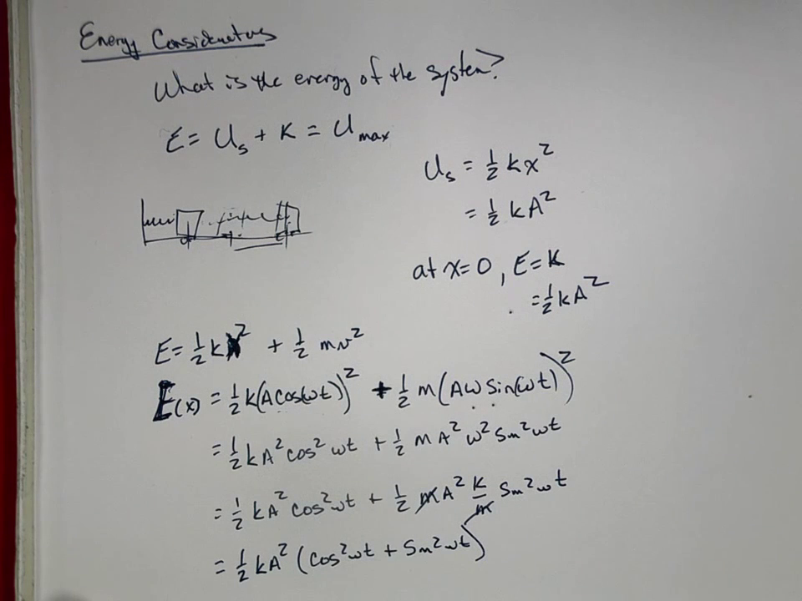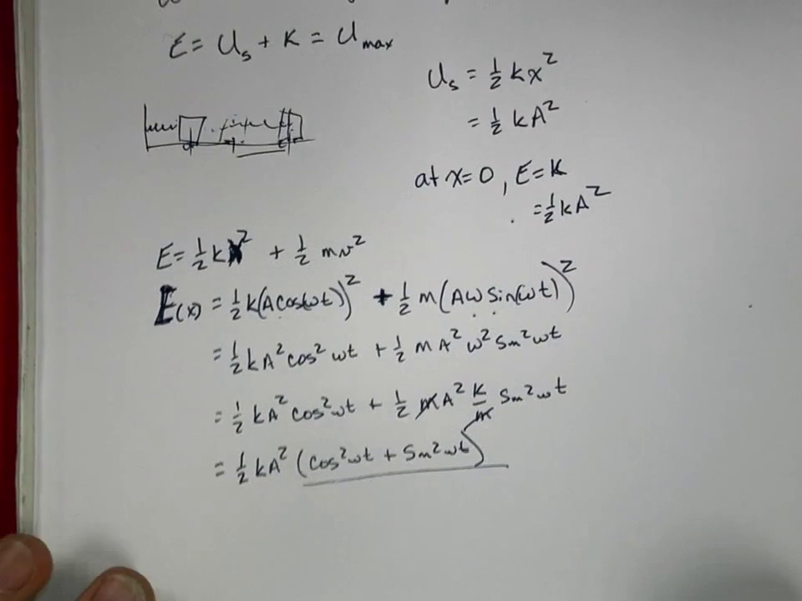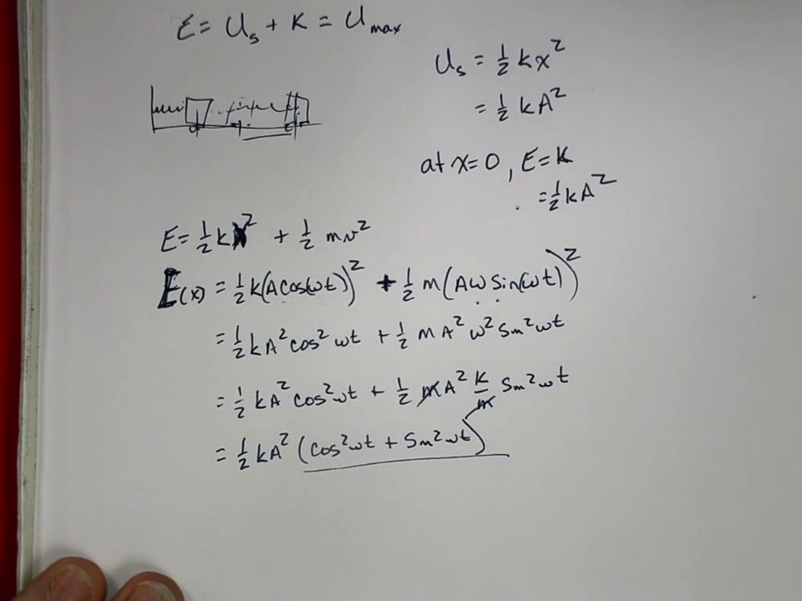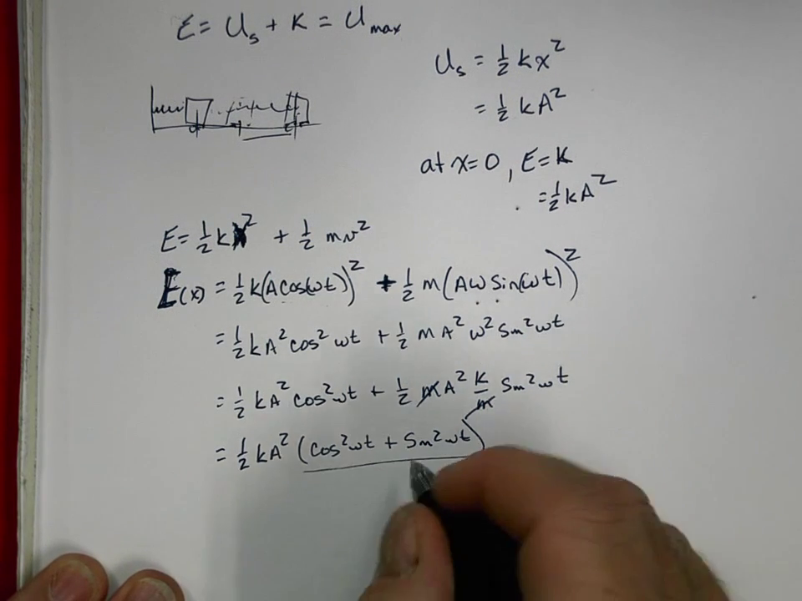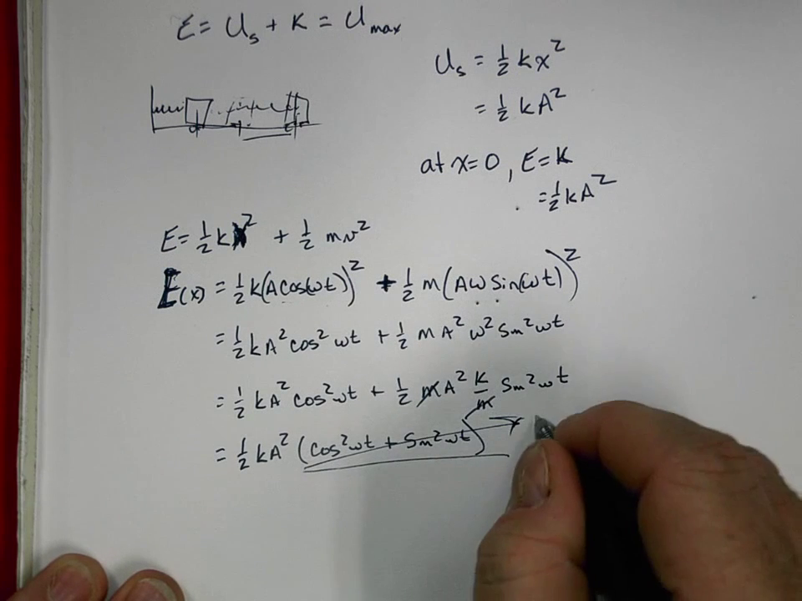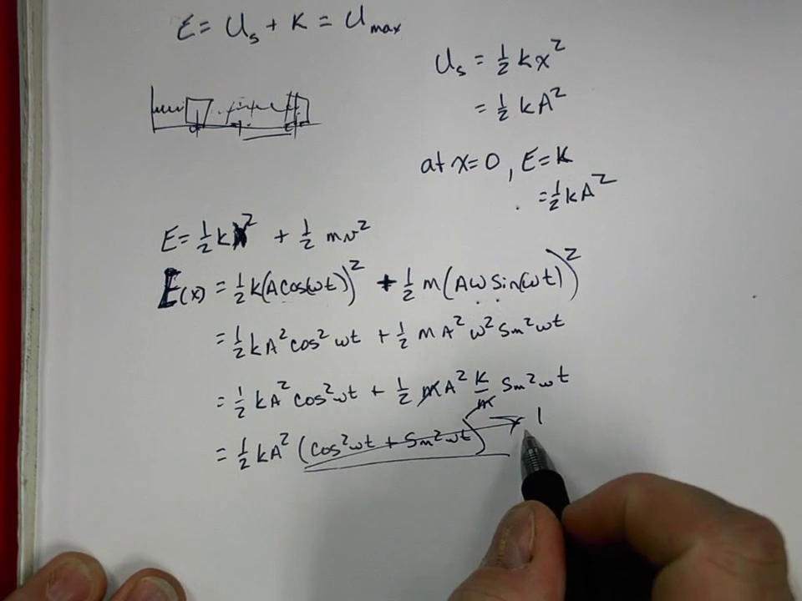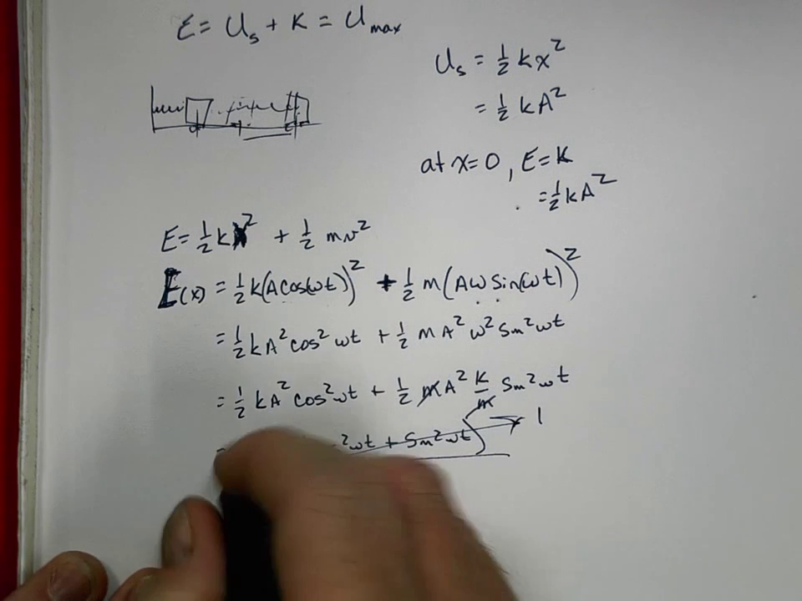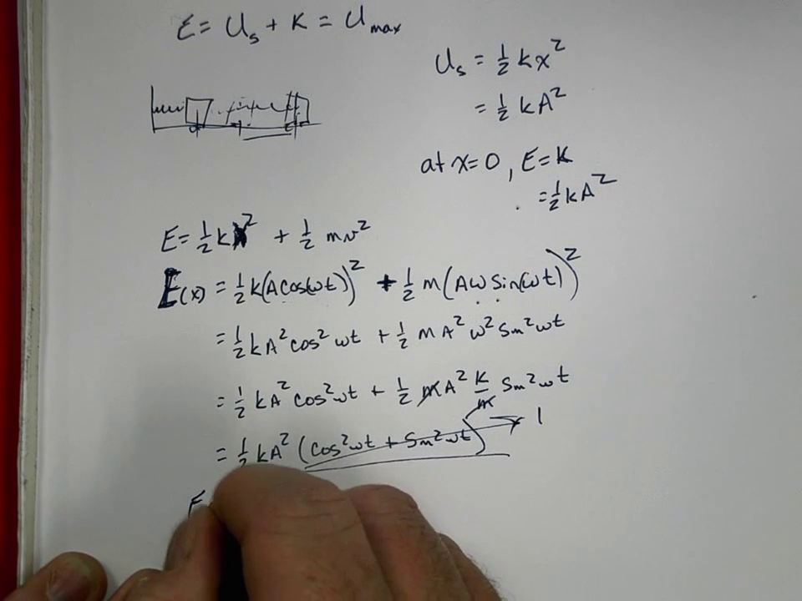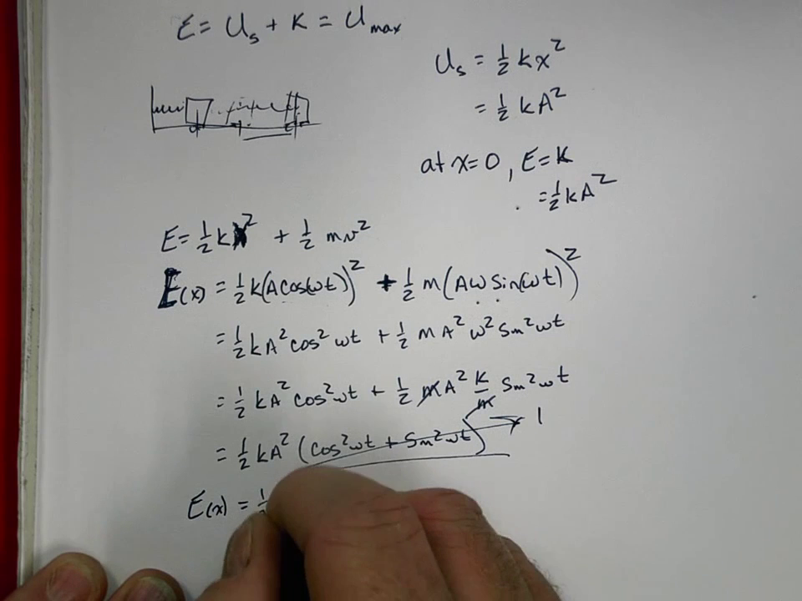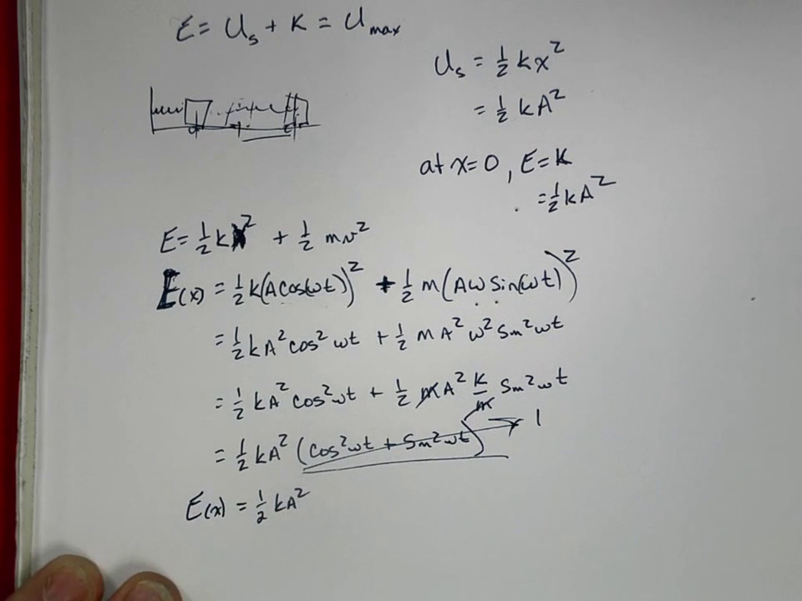Okay, and this of course is one of the most beautiful trig identities. Whenever you see this, you rejoice because it saves you a heck of a lot of work. Okay, cosine squared plus sine squared, of course, equals 1. All right, that cancels to 1, and so the total energy is equal to ka squared at any particular time throughout.